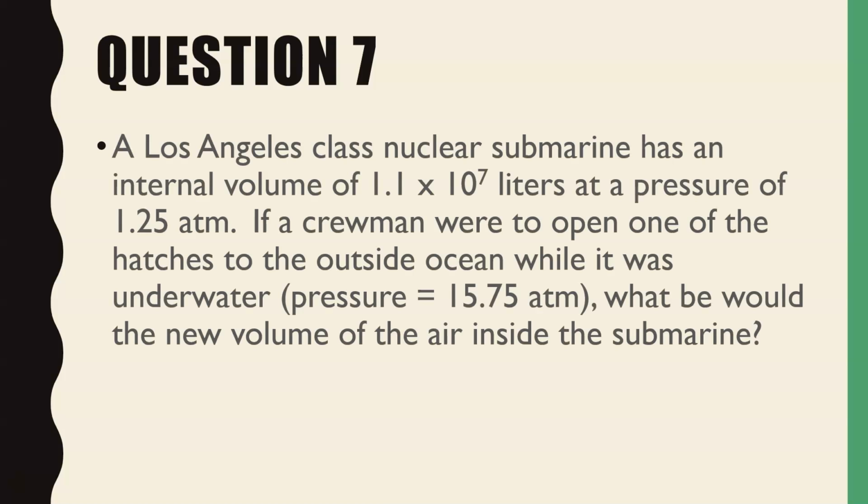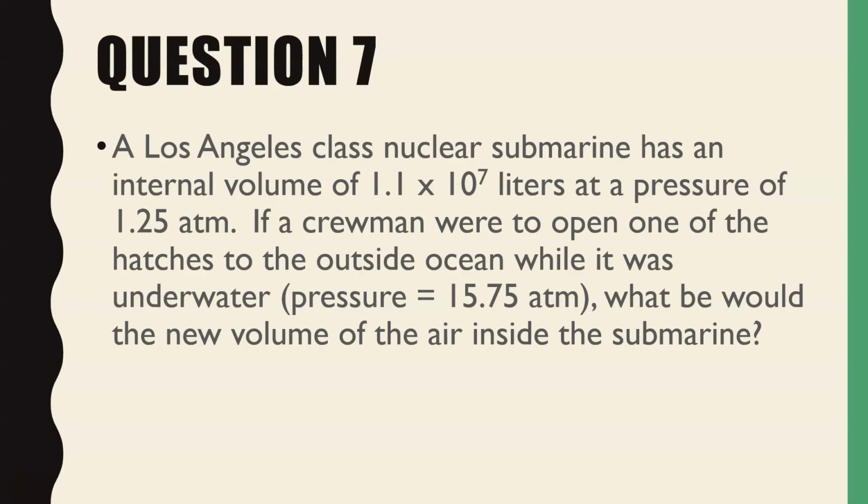Question number 7 tells us that a Los Angeles-class nuclear submarine has an internal volume of 1.1 times 10 to the 7th liters at a pressure of 1.25 atmospheres. If a crewman were to open one of the hatches to the outside ocean while it was underwater, which is a horrible idea, by the way, keeping in mind the outside ocean pressure is 15.75 atmospheres, what would be the new volume of air inside the submarine? Hint, not going to be good. So pause this video and come back when you have an answer to this disastrous question.